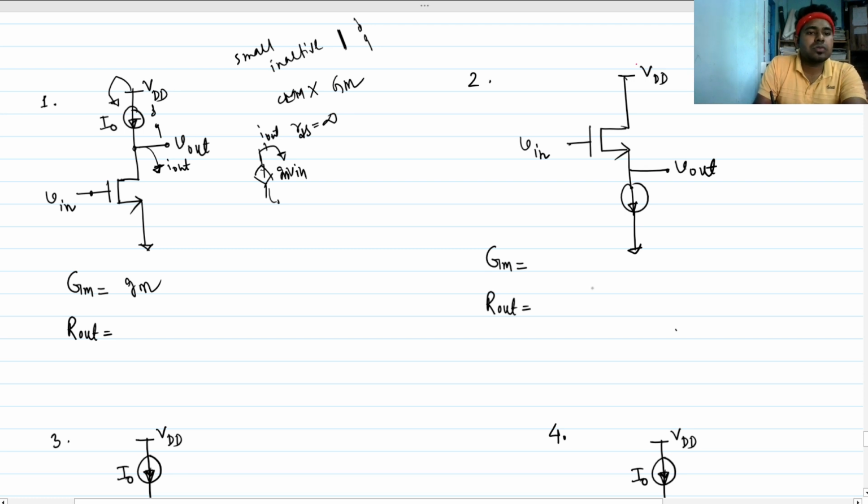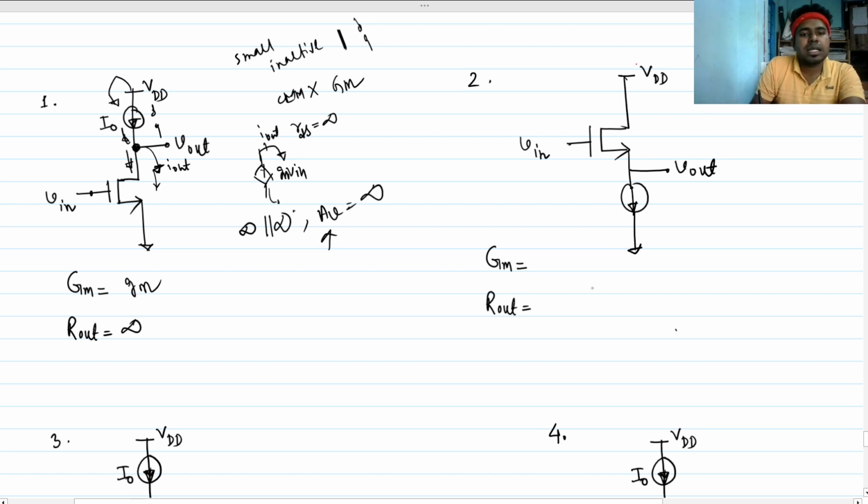But what will be the R out? From this node to ground, we have to look at the impedance looking up here and looking down here. The independent ideal current source has infinite impedance, and looking into the MOSFET the impedance is also infinite if we neglect channel length modulation. So the R out will be infinite. So what will be the gain? The gain will be gm times infinity, that is infinity. But this is not possible, right?